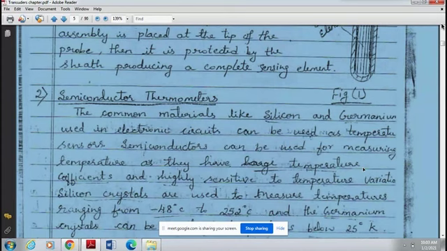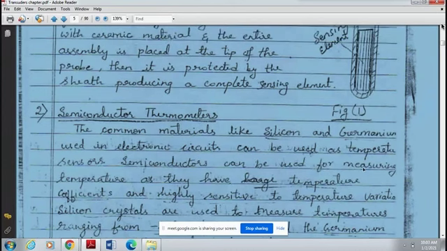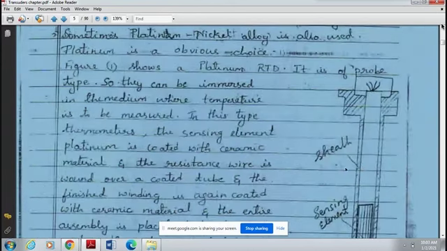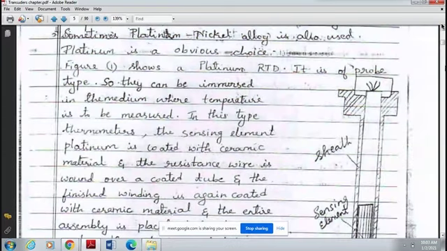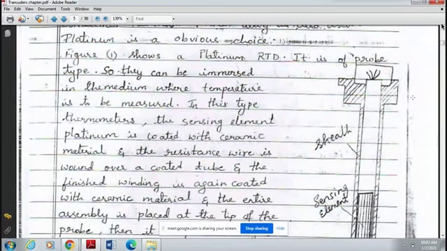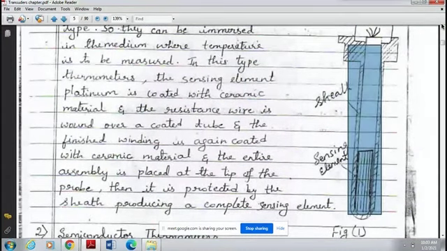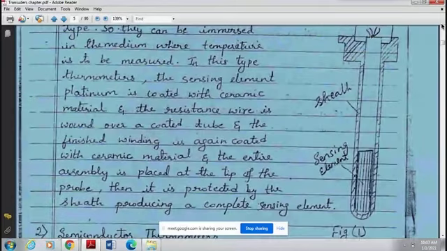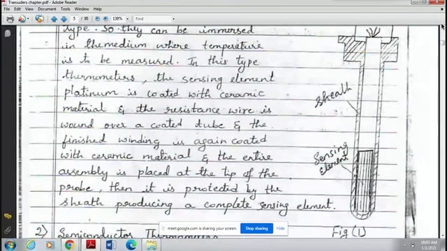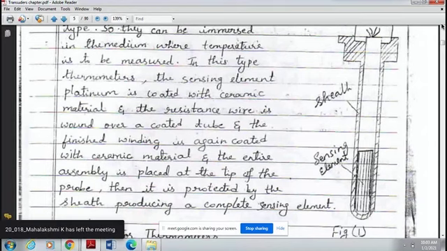So now, after writing all these points, you have to explain the construction of this, how it is placed. You can look into this diagram. It is just like a thermometer, right? It is just like a thermometer. So this particular probe-type thing that you're inserting is nothing but the thermometer. Okay, at the end of the thermometer, you can see some sensing elements placed, right?